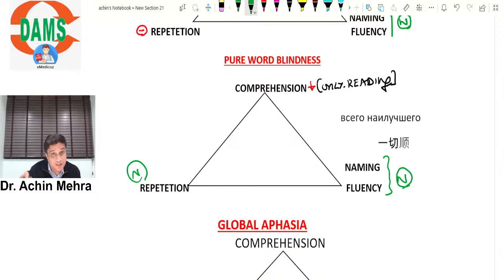So if I ask you to read these two words written over here, one in Russian, other one in Chinese, it means all the best. But can you read these words? No, you're not blind actually. You're just blind to these language words. Pure word blindness. Pure word blindness is also known as alexia.